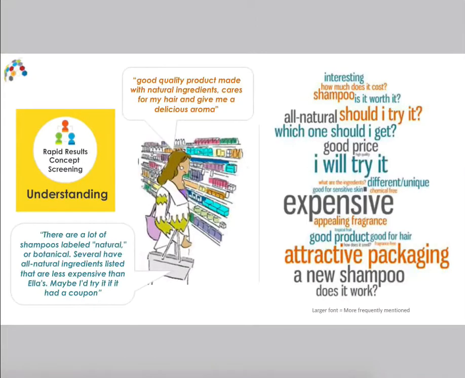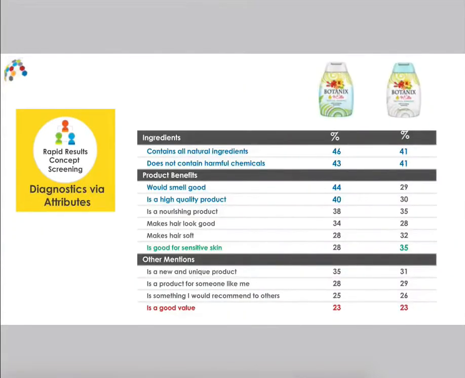And looking at it in summary, we can see that the all-natural is appealing, the packaging, it's a new idea, but there are questions around why should it replace what they're currently doing? The price seems to be a bit of an issue. So those are things that we would need to address when we're moving the idea forward. We can also look at attributes. That's another diagnostic measure, and we see a lot of the same story reinforced here.